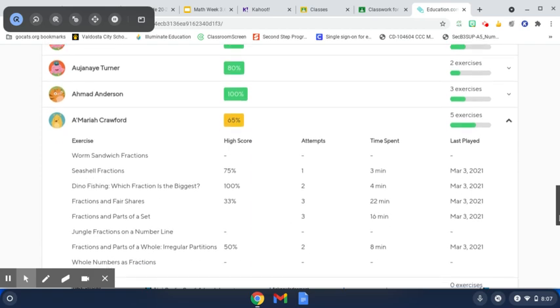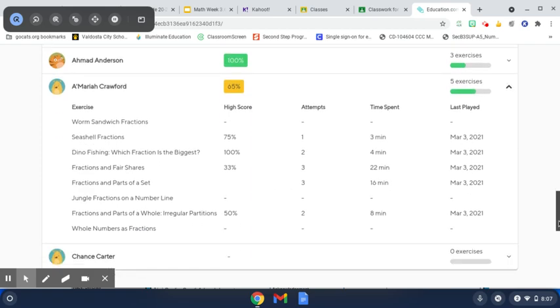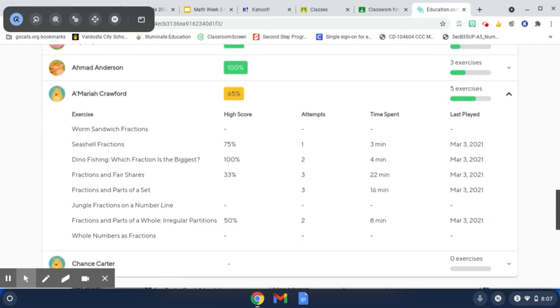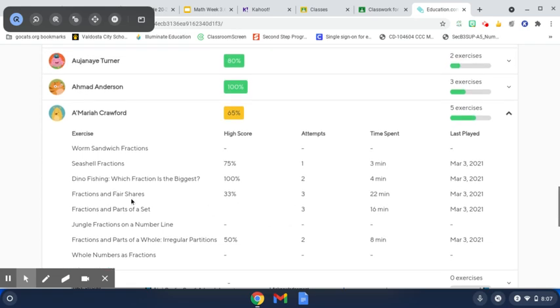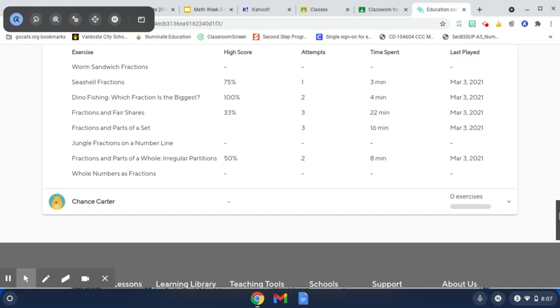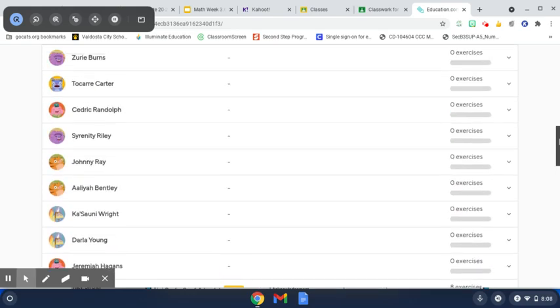Working hard here, I see. Good job. Go back and work on fractions and fair shares. You need some more practice with that, but you get 5 attempts. So you can go ahead and practice. You need to get to jungle fractions on the number line. I might assign it as a separate one. Chance, you have done no work.